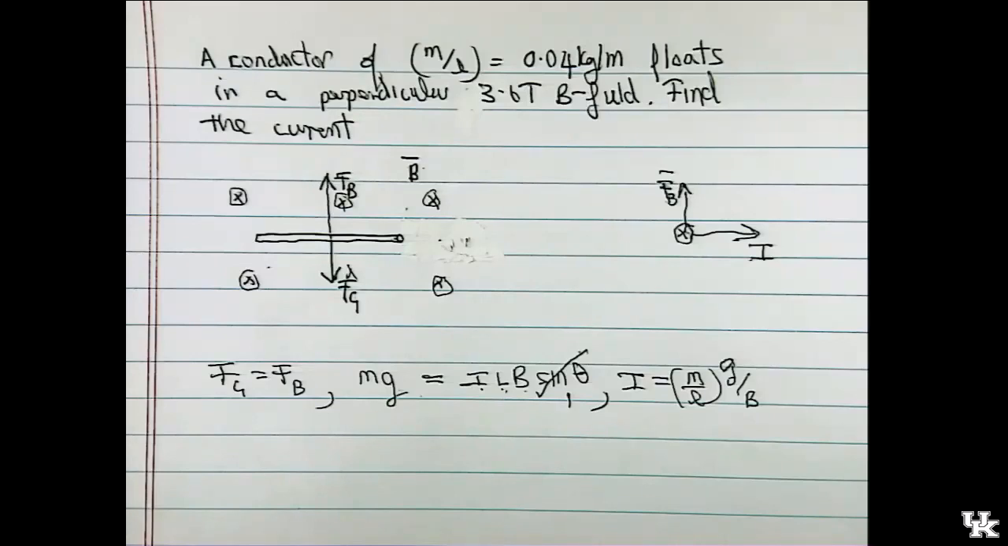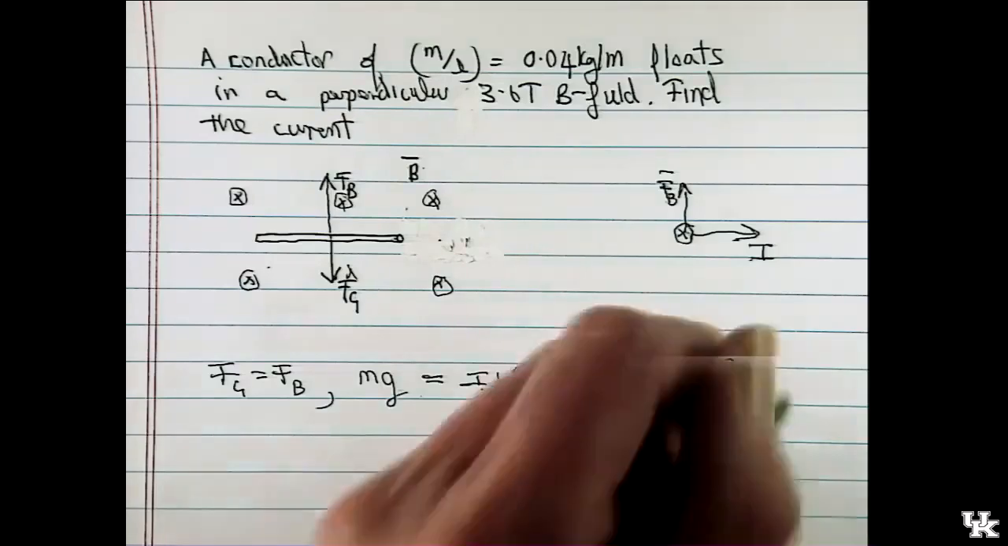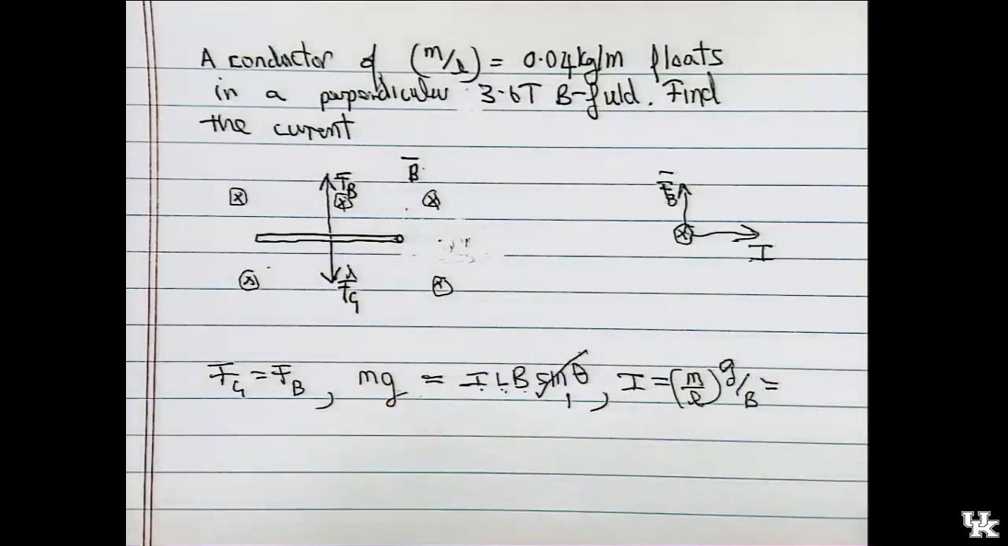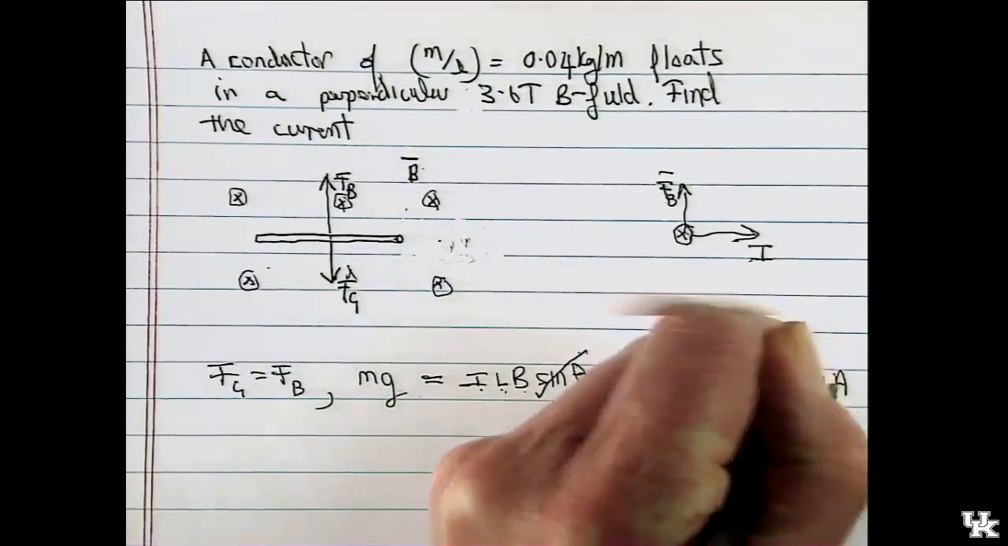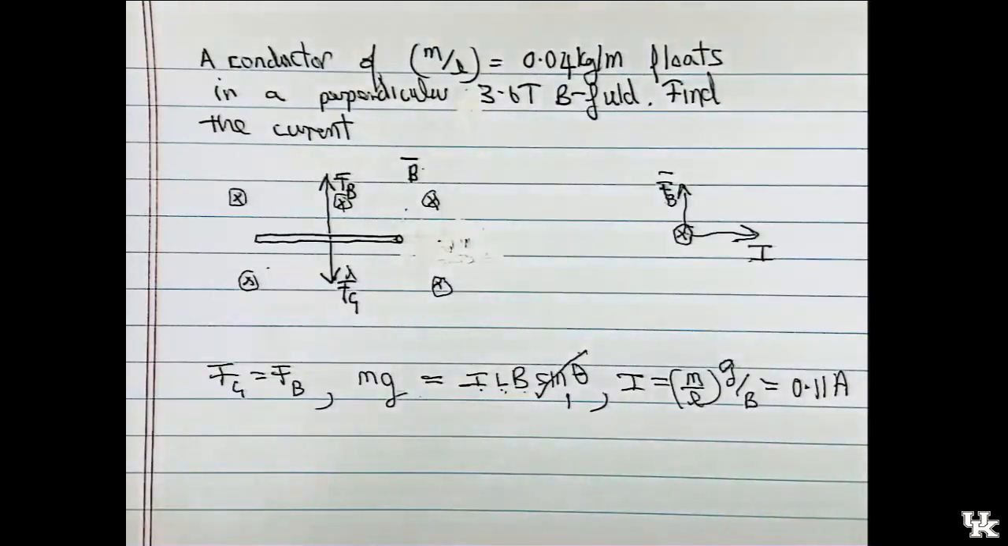Here's the magnetic field. This is the B field. So it's the ratio of the two fields that create the two forces. If you plug in all the numbers again, I won't plug them in. I got 0.11 amps. And so that was my solution to that problem. Okay.